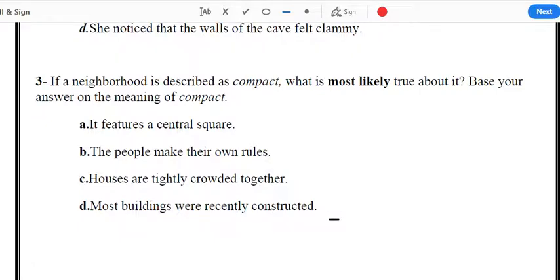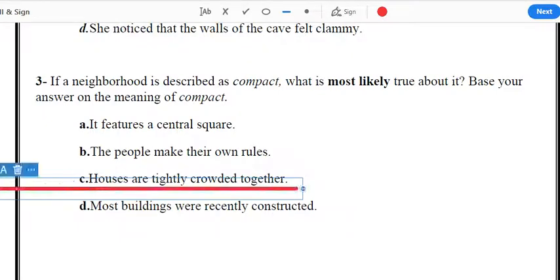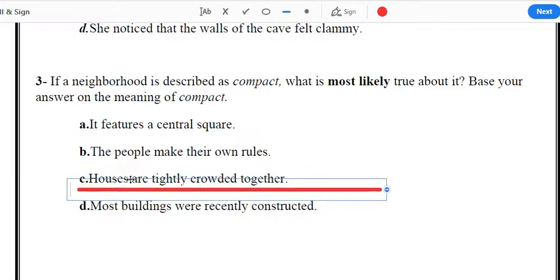Compact means that all the pieces are fitting together in a specific area. It means like it's compressed. So the closest meaning would be C, houses are tightly crowded together. It means that there's no space for anything else to be added.